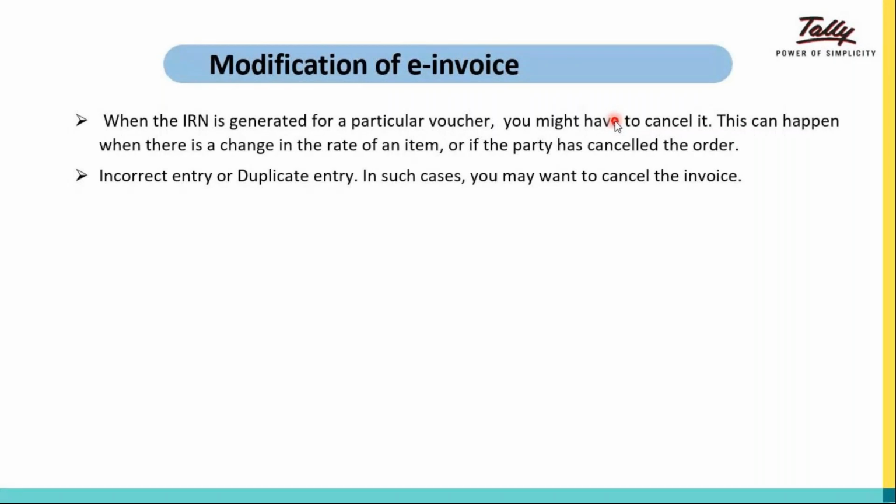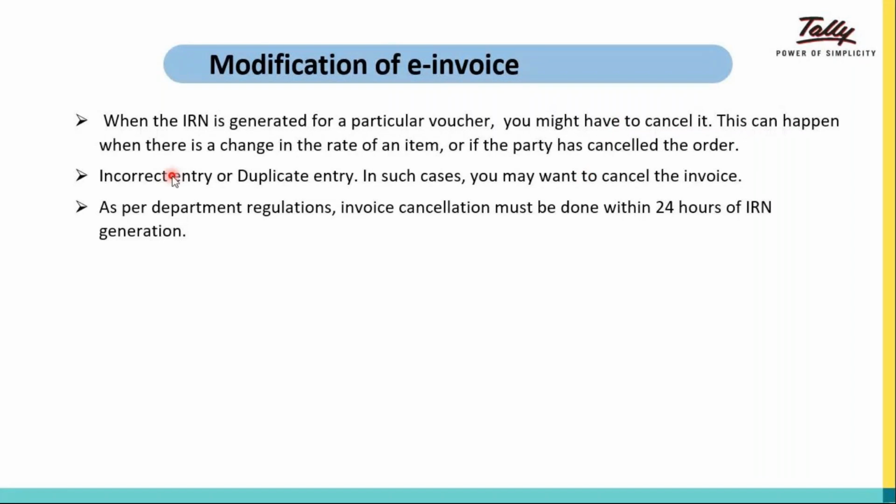In the second point, it says incorrect entry or duplicate entry. Maybe while you are generating an invoice, you might have missed something, or you might have given some wrong information. Even in that case, you have to cancel the invoice. You cannot go to that place and modify. You have to cancel the entire thing.